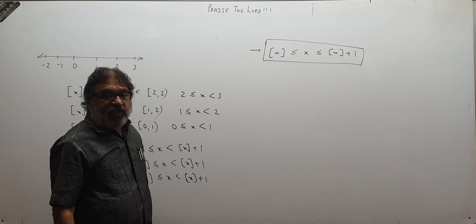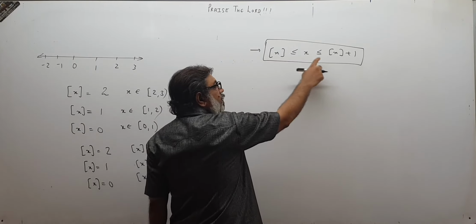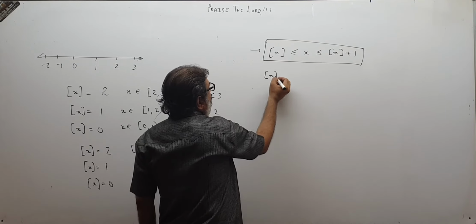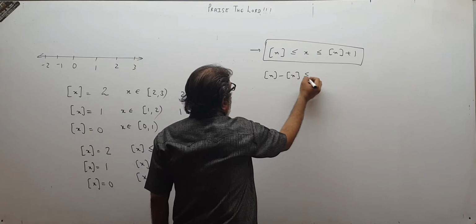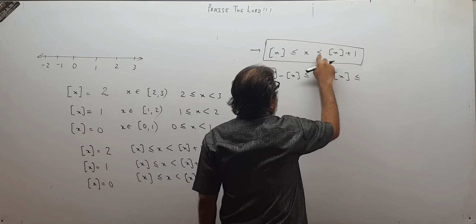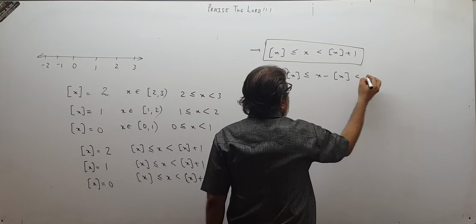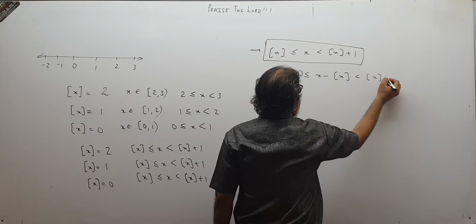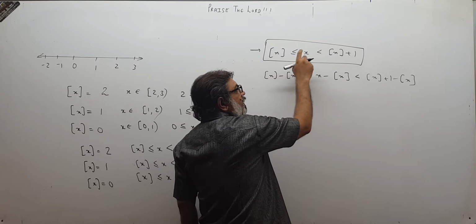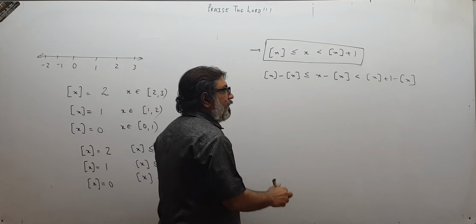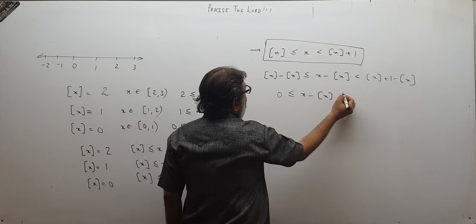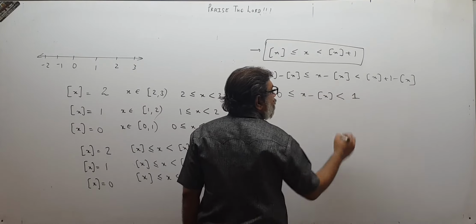After I get this property, subtract integer x from all. So integer x minus integer x less than or equal to x minus integer x. Oh, sorry, only less than integer x plus 1 minus integer part of x. I have subtracted integer x from each part. This becomes 0 less than or equal to x minus integer x less than 1.